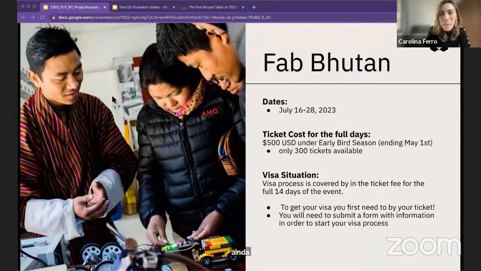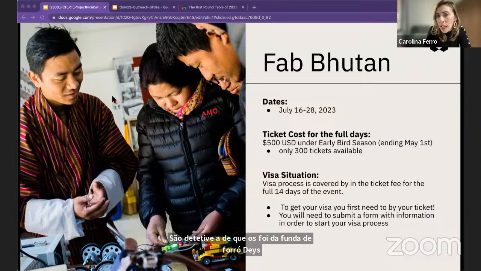So the dates are already set. It's from July 16 to 28 this year. The ticket cost for the full day, for all days, is $500 under the early bird that goes until May 1st. And there's only 300 tickets available.